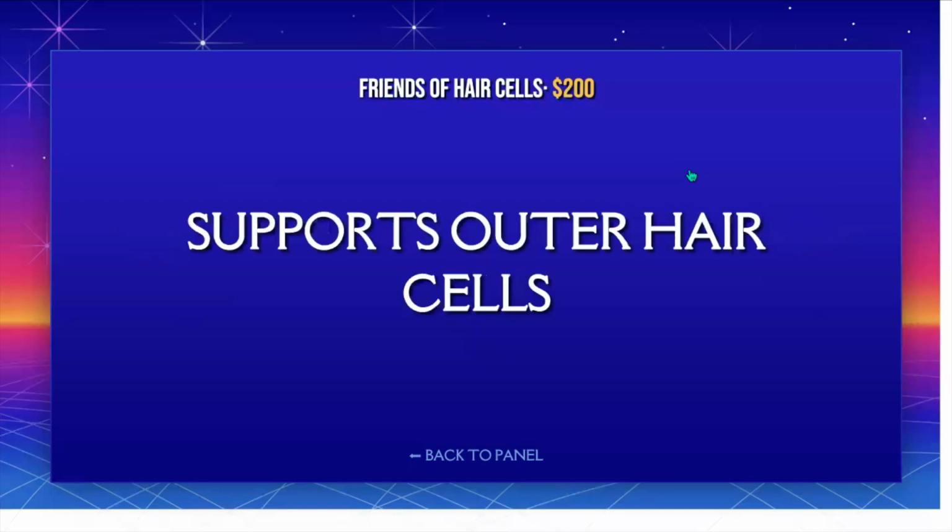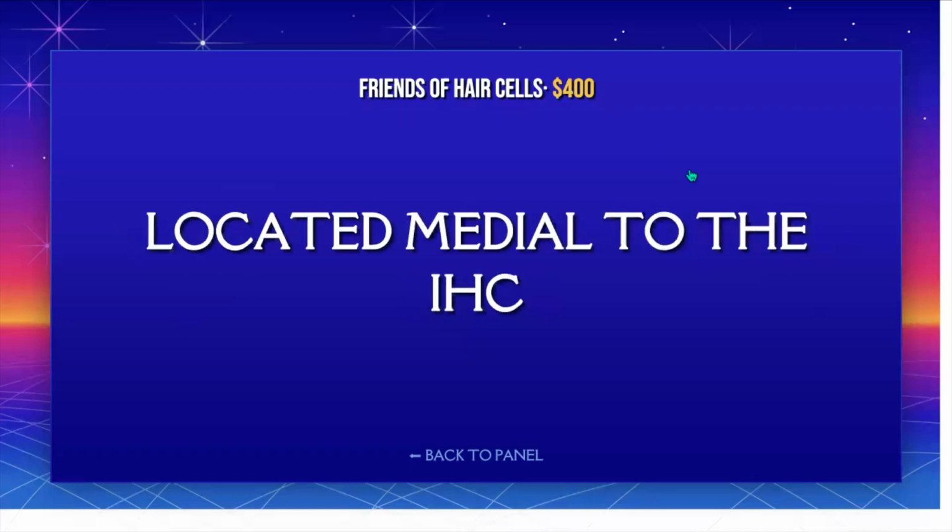For the final category, we have the friends of hair cells, or the supporting cells. And this question asks, supports outer hair cells. And so the answer to this would be, what are Hensen's and Deiters' cells? For 400, these supporting cells are located medial to the inner hair cells. And the answer to this is, what are inner spiral sulcus cells?